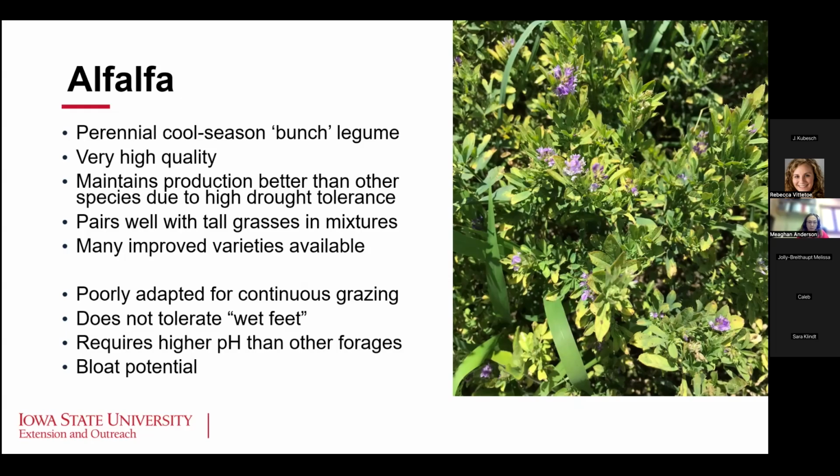Detriments of alfalfa, right? Poorly adapted for continuous grazing, doesn't tolerate wet feet. It does not like poorly drained soils. You absolutely have to have a higher pH than you do for virtually any other forage. So you need to be in that kind of 6.9, 7 pH, or maybe even a little bit higher, but at a minimum, we like to see a 6.9 pH. And so that means if you want alfalfa, you have to plan ahead of time to get that pH changed.